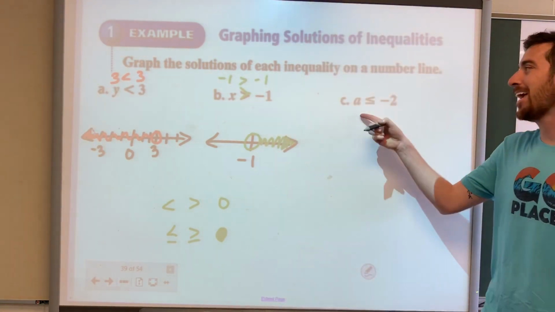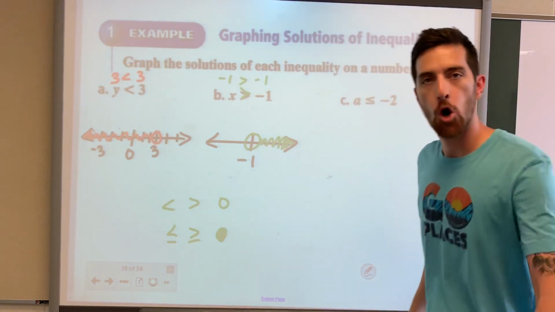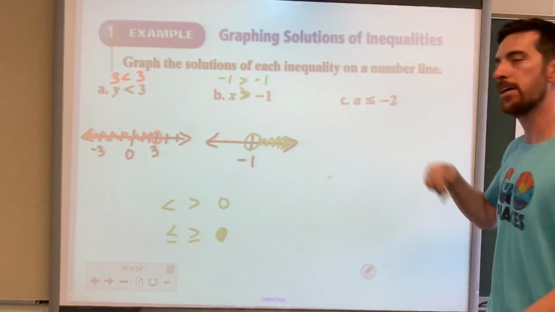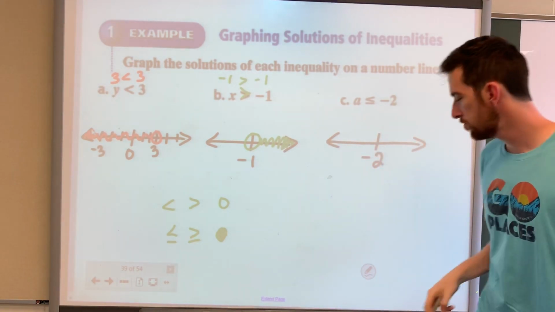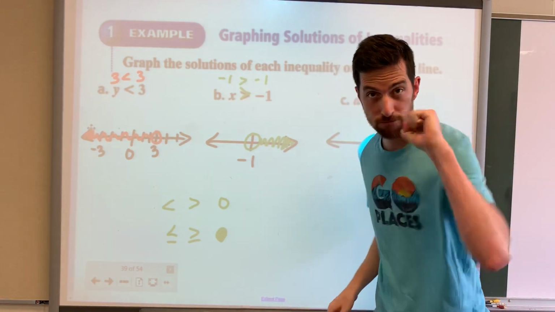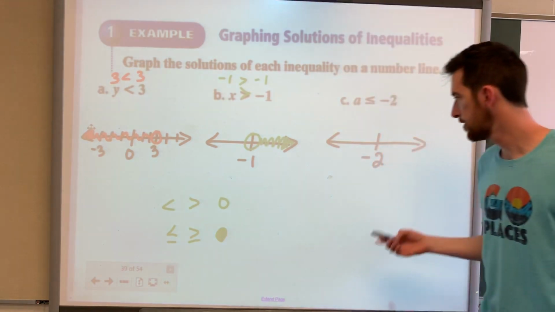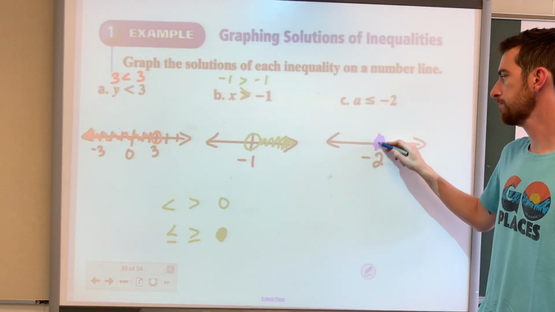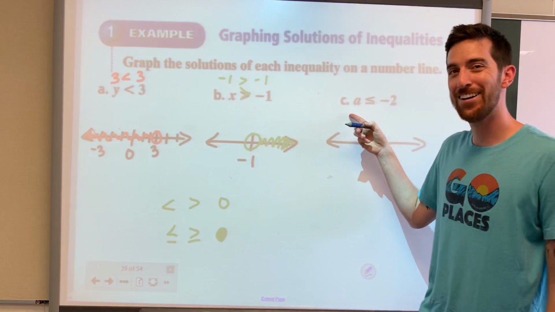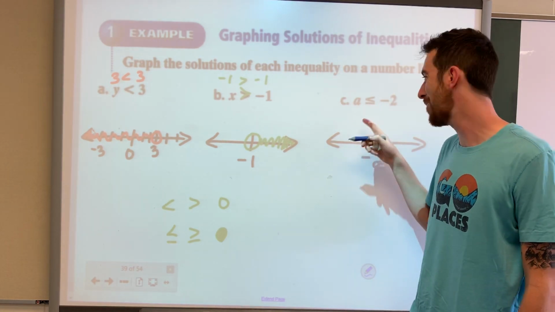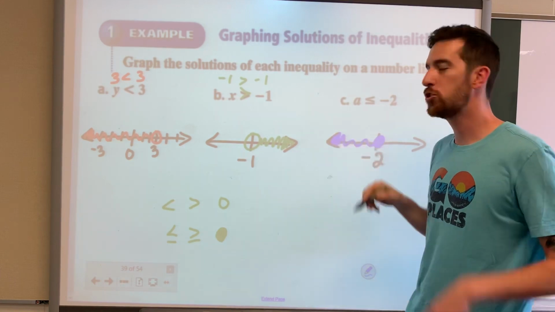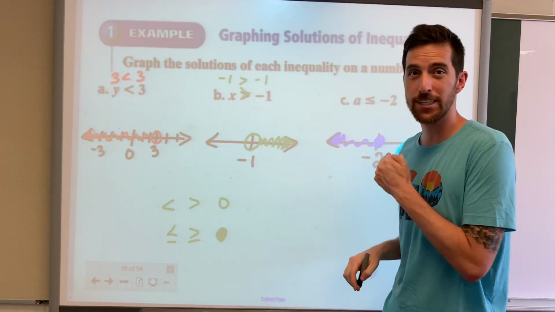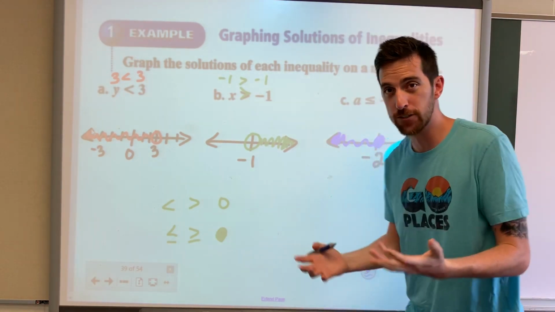Check this guy out. a is less than or equal to negative 2. Negative 2. It's got the or equal to, solid dot. And if the letter is first, then follow the arrow. It's pointing left, so you shade left. But again, I do want you to remember what that shaded dot means. It means it is part of the solution.